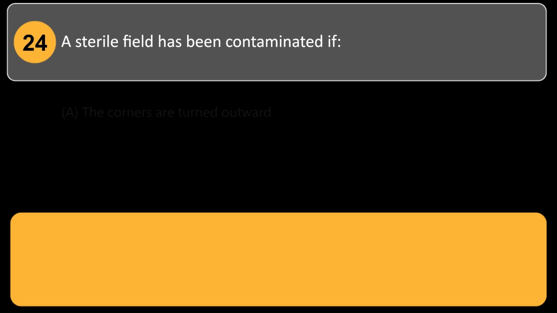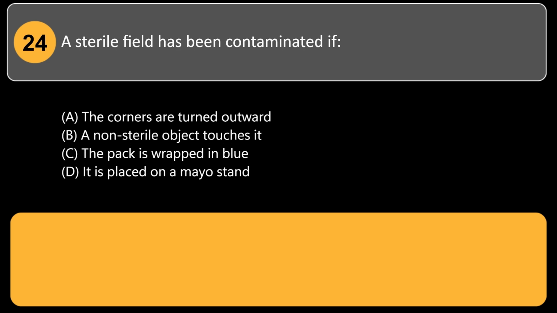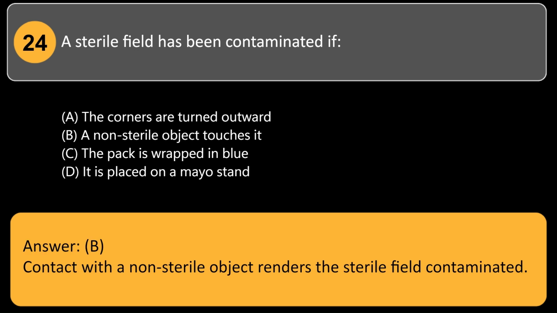A sterile field has been contaminated if A. The corners are turned outward. B. A non-sterile object touches it. C. The pack is wrapped in blue. D. It is placed on a Mayo stand. Answer, B. Contact with a non-sterile object renders the sterile field contaminated.